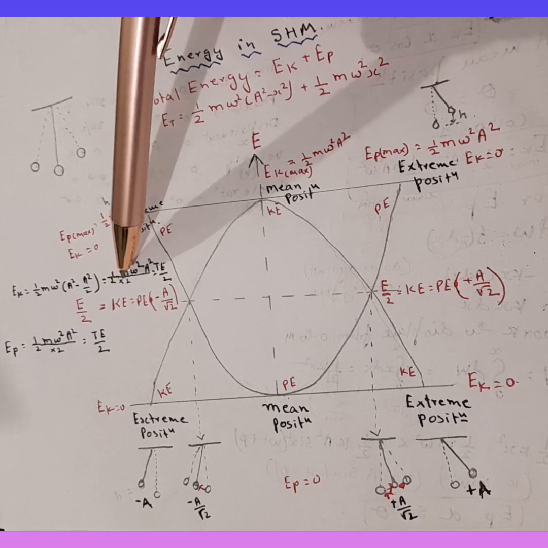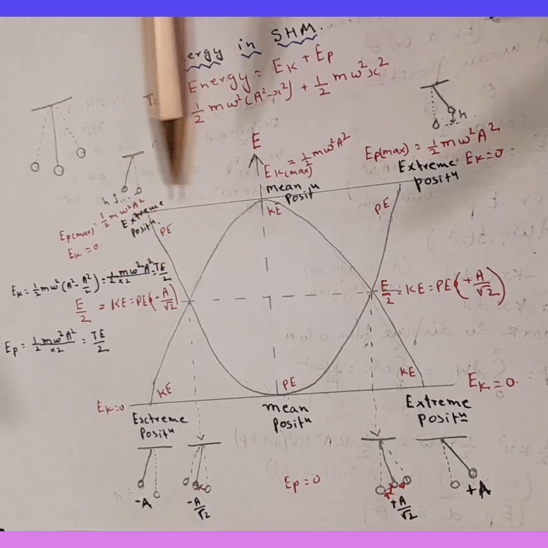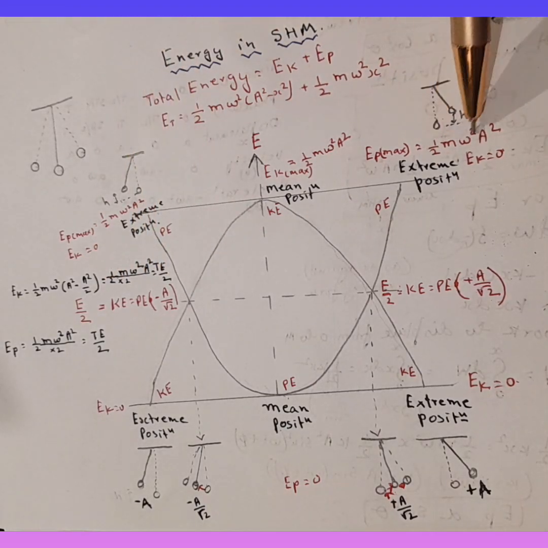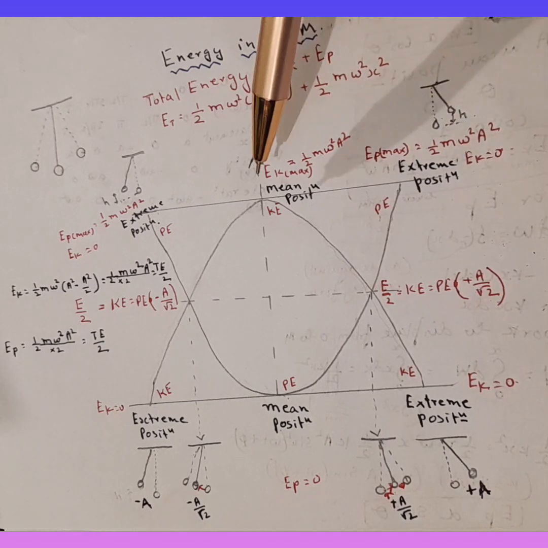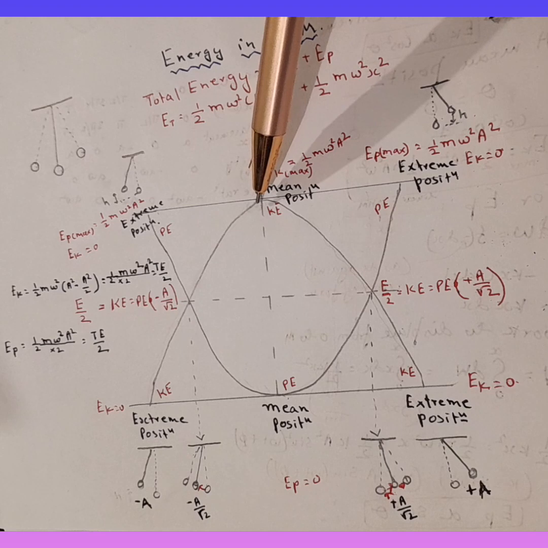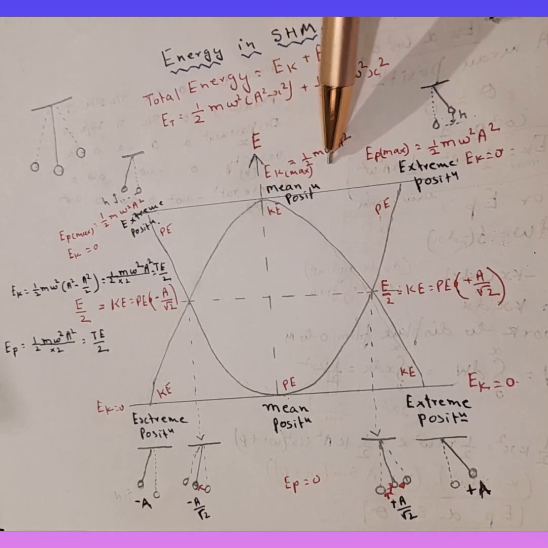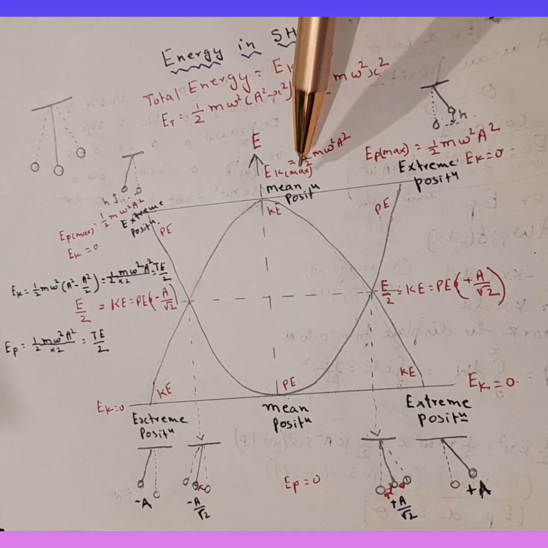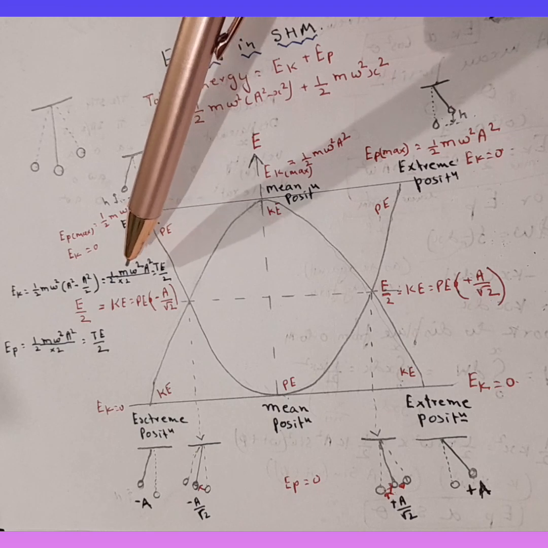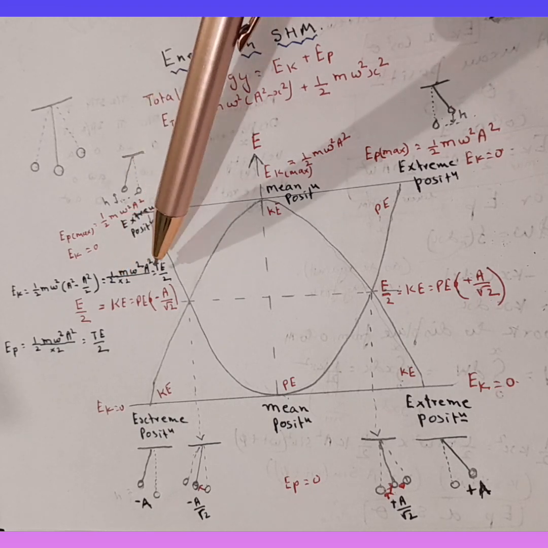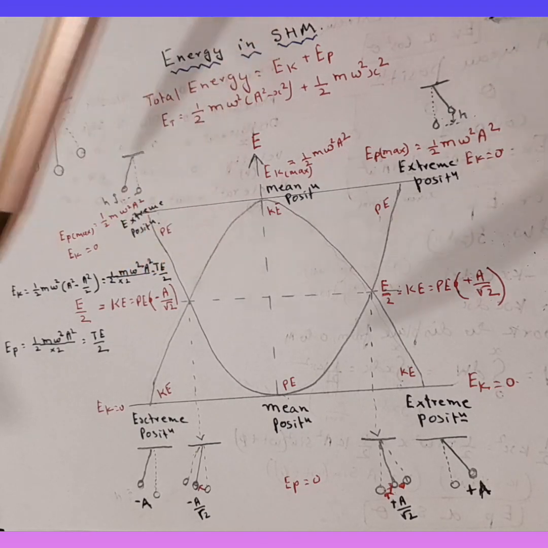Half m omega square a square was the formula for total energy. Why total energy? Because at the extreme position the entire kinetic energy was converted to potential energy, and at the mean position the entire potential energy had got converted into kinetic energy. So this gets the formula for total energy, whereas what we got is half m omega square a square divided by 2. So that becomes half the total energy.